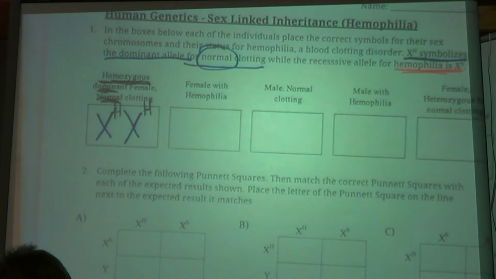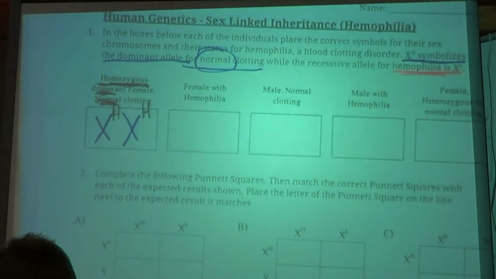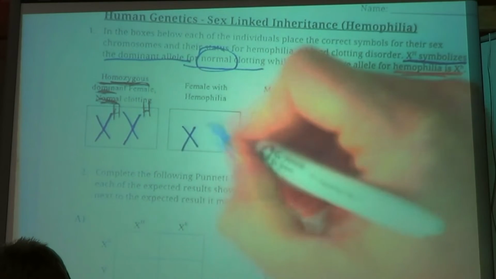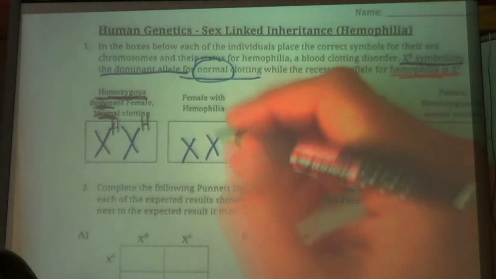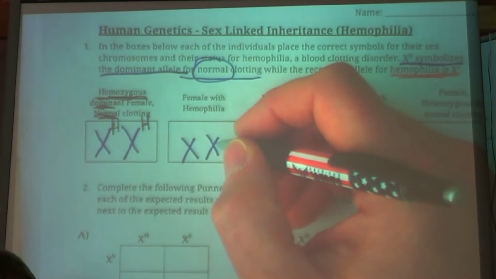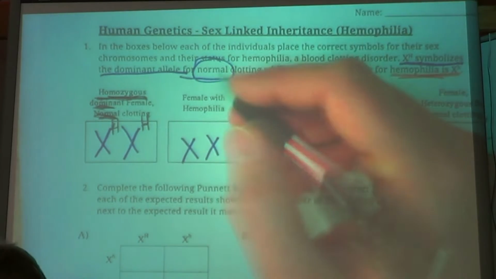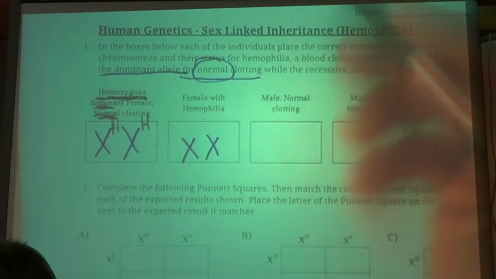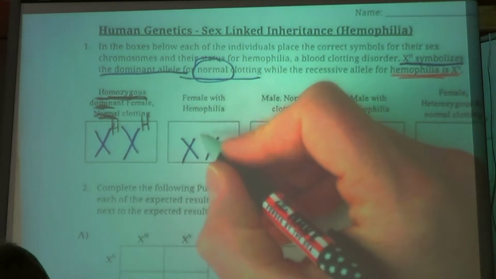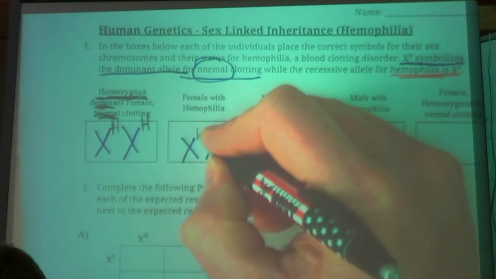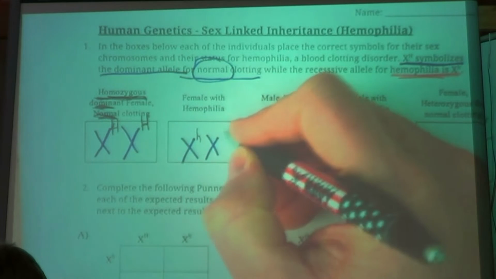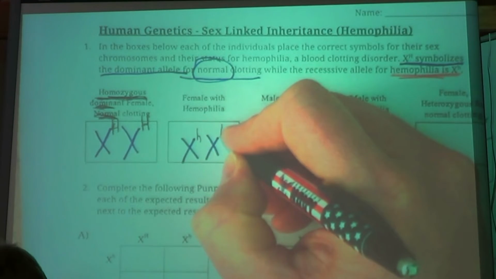Good. A female, XX or XY? XX, with hemophilia. When's the only time we see the recessive trait? When there is no dominant. Yep, so is hemophilia dominant or recessive? And it's carried on the X chromosome or the Y chromosome? X. So what do these H's need to be? X, little h, X, little h.